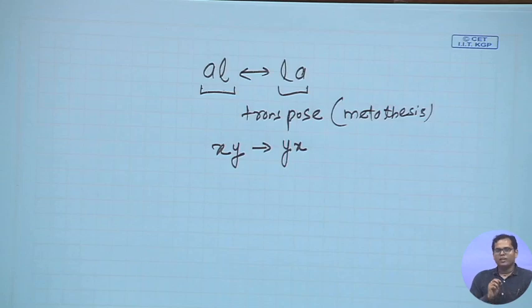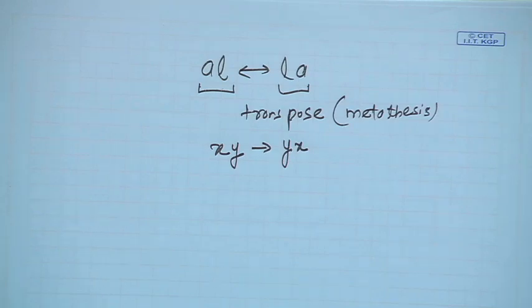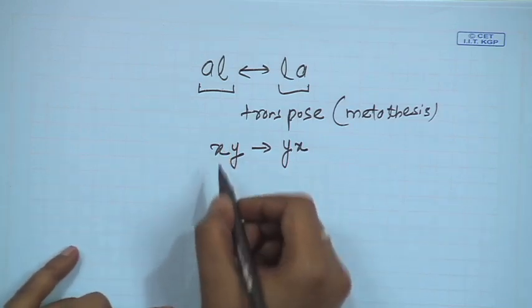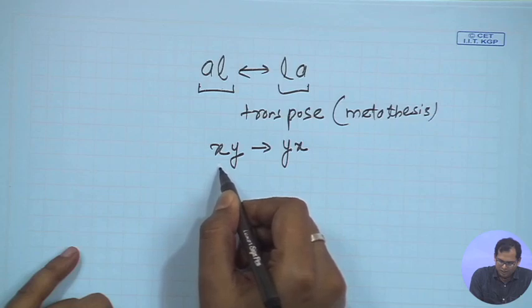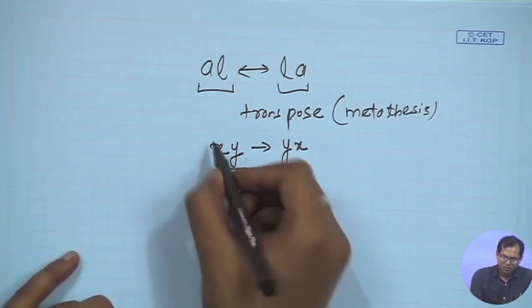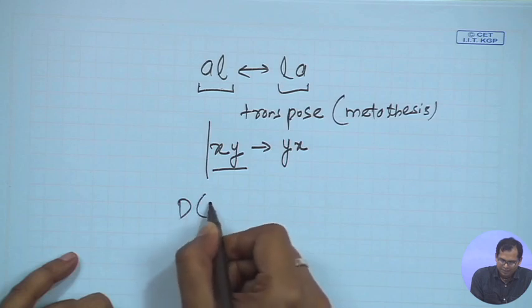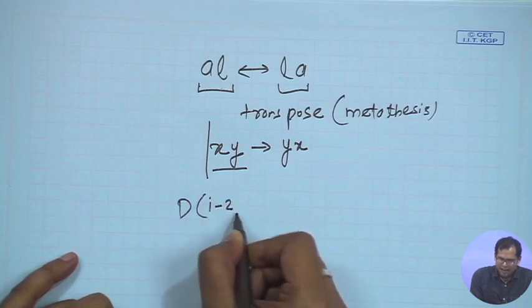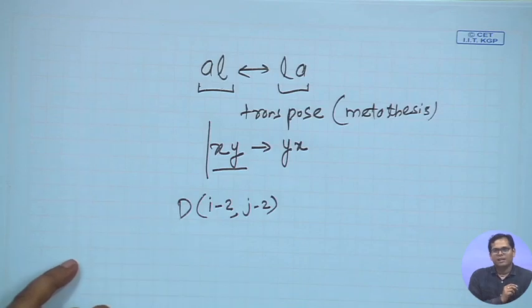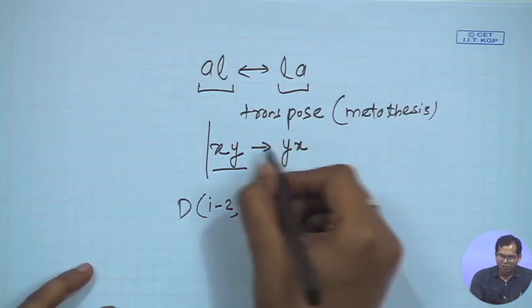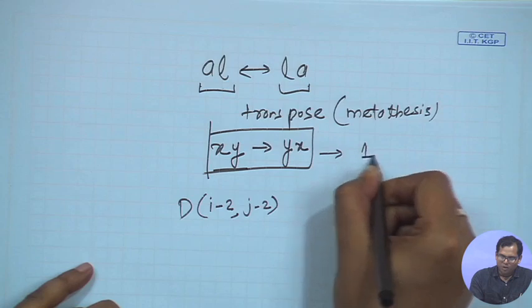Now, how can I modify my earlier algorithm to take care of this case? Till now we have three operations: insertion, deletion, substitution. In insertion and deletion, I see only till the previous character. But what do I do in the case of transposition? Because you have to go 2 characters before, I need to go to D i minus 2, j minus 2 in my cost matrix. And suppose I give a cost of 1 for transposition.